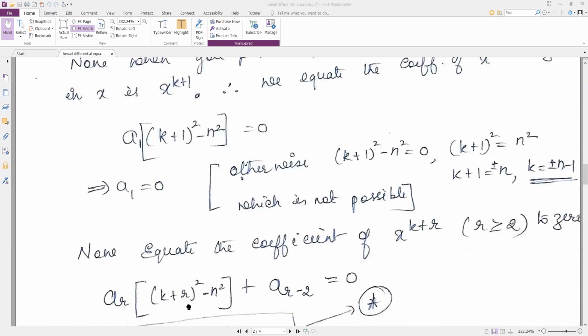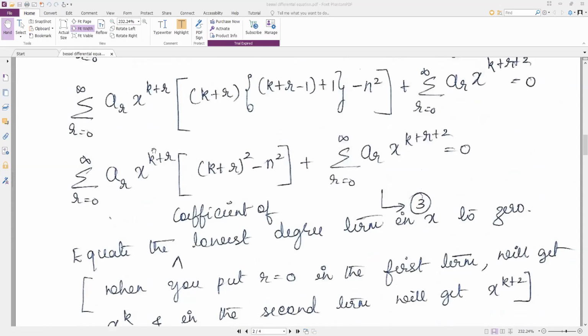Now we will generalize it. We equate the coefficient of x to the power k plus r. For r equal to 0 we have seen, and r equal to 1 we have seen. Now we will generalize for r values greater than or equal to 2. How will you get the coefficient of x to the power k plus r? When you put r as r, you will get x to the power k plus r. Then you can write the coefficient, that is the same thing, a_r times (k+r) whole squared minus n squared.